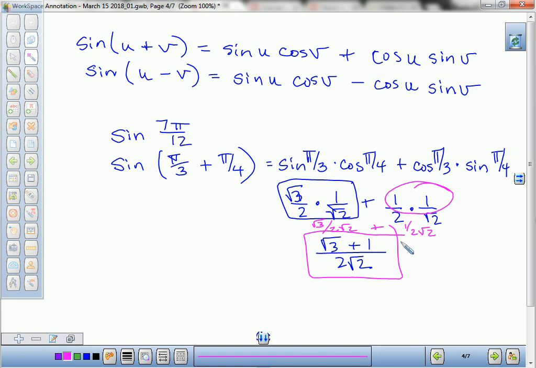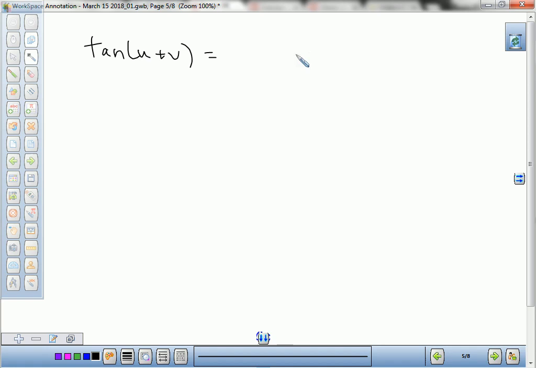The next thing I want to talk about is tangent. So we also have tangent sum and difference, the sum of two angles. And tangent looks a little different. When we have a sum, we have tangent of the first plus tangent of the second, but then it's over 1 minus tangent of the first times tangent of the second. This is the sum, right?